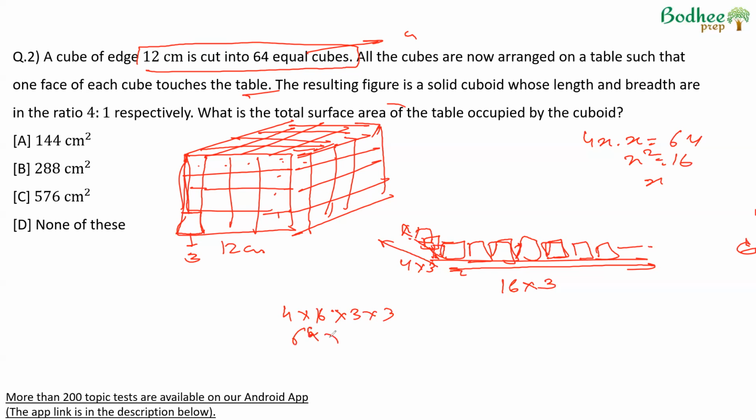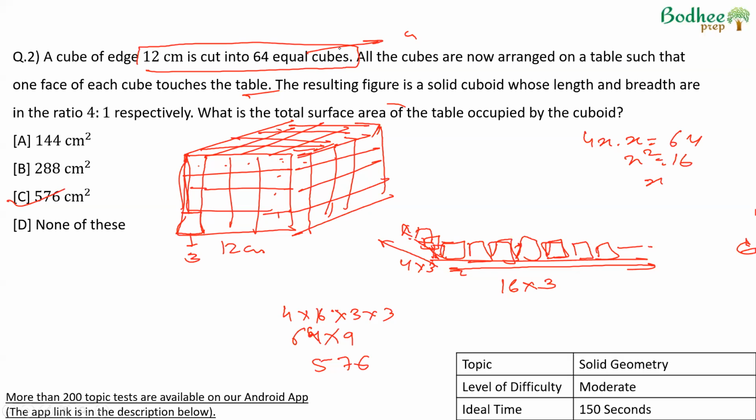64 into 9, which is 640 minus 64, which will be 576. 576 centimeter square becomes the answer. I think it is a moderate to difficult question. It will require some amount of visualization, and concepts of cube, ratio, and then area are used. So about 2.5 minutes to solve.